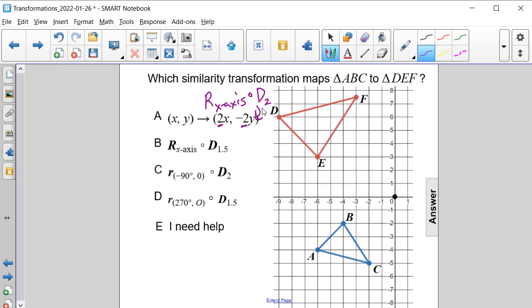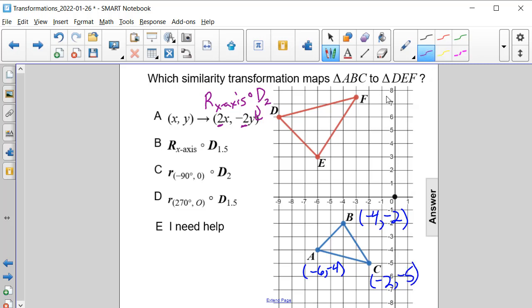All right, so because these all involve doing a dilation first, let's write out the coordinates of our original points, or our pre-image points, and our image points. Let's start off with the pre-image points. Point A is at -6, -4. Point B is at -4, -2. And point C is at -2, -5.